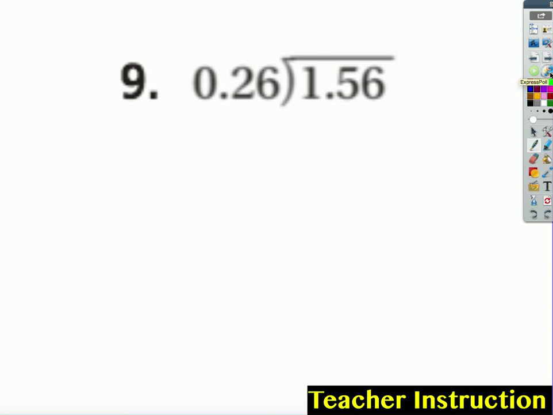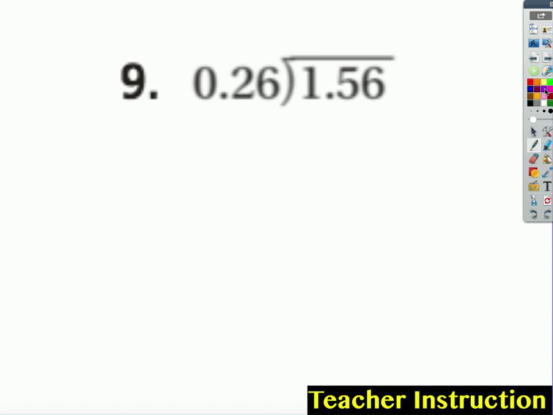All right, let's try the next one. Erase your boards if you have a board. The rest of you, this is number 9 on page 325. Okay, right off the bat, I got alarm bells going off in my head because I cannot divide by a decimal. So I got to fix it.